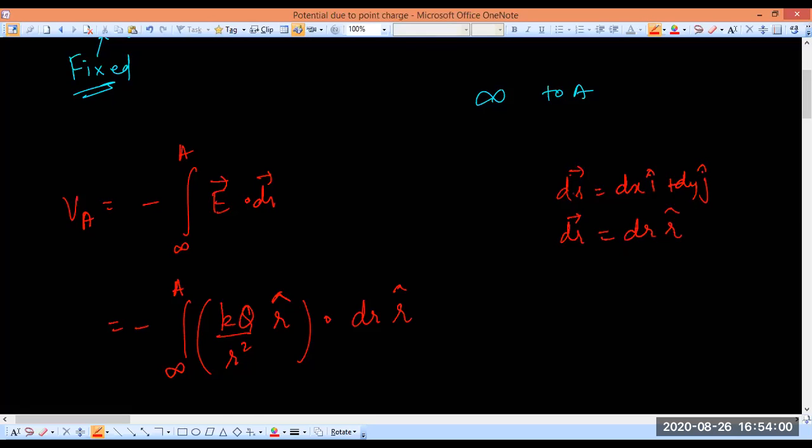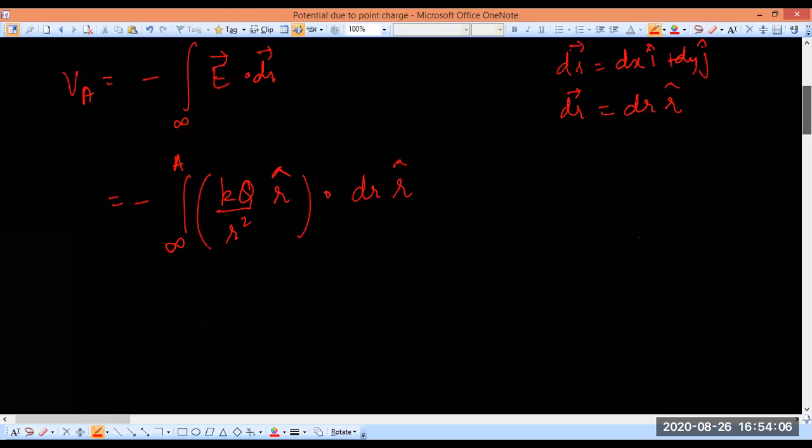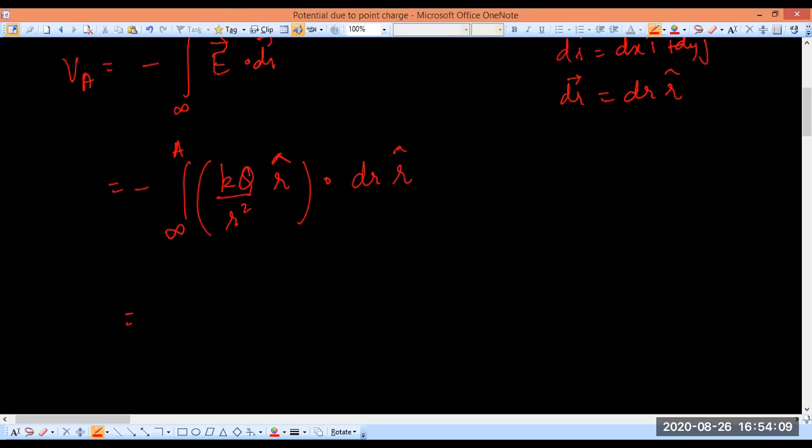Okay, so now we are going to do a dot product. So if we do a dot product, let's see what happens. Minus integral infinity to A, r hat dot r hat. What is r hat dot r hat? If you don't give me the answer, I'm going to hat you. Hurry up. What is r hat dot r hat?